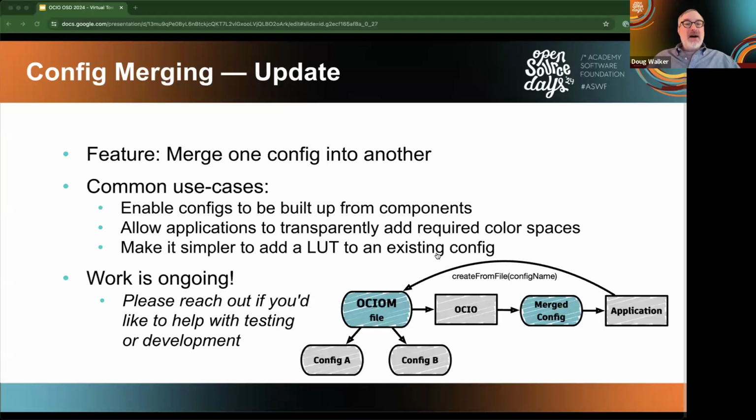One of the features that we talked about in this presentation last year was config merging. So the idea here is that it would enable configs to be built up from a series of components. It would allow applications who need certain color spaces to be in a config to transparently add them to the user config. It would make it simpler to do things like add a LUT to an existing config, which is a common request that we hear from people. So just wanted to give you an update on this, that work is ongoing. There is a branch that implements this, and that has a lot of cool features. If you're interested in this, please reach out to us on Slack. Next slide, please.